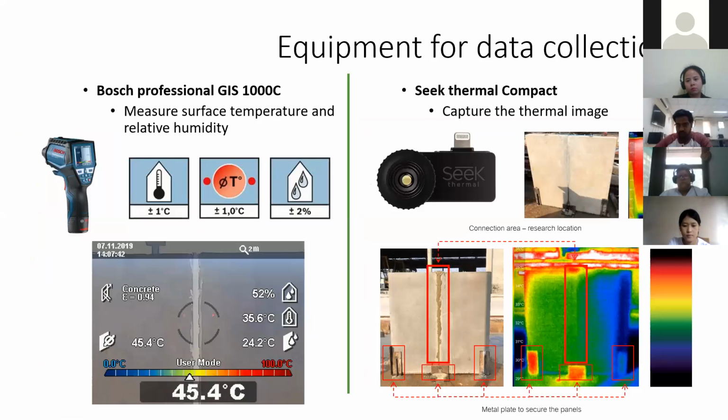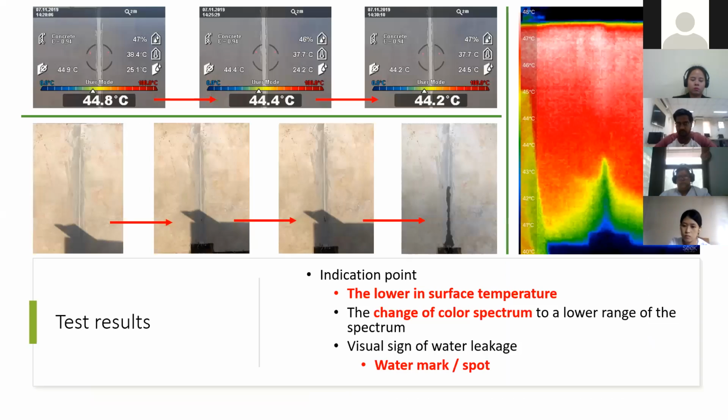For the data collection, I use the Bosch Professional GIS 1000C, which measures the surface temperature and the relative humidity. The second equipment is the Seek Thermal Compact, which captures the thermal image of the panels. For the test result, I will be looking at the lower surface temperature to show water leakage through the precast concrete panels, and also the color spectrum change. If there is water leakage, the color will show the lower range, which is the blue range, and also the visual observation, which will show a watermark or water spot on the concrete panels.